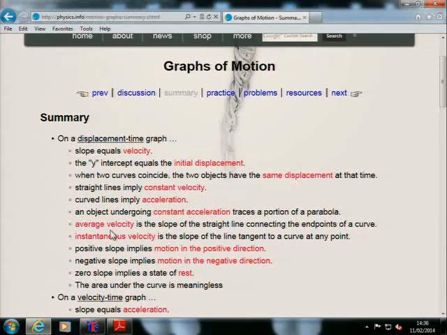Further than that, we can learn the average velocity and the instantaneous velocity. We're not going to worry about that right now. The next thing that's quite important is that a positive slope gives motion in a positive direction, while a negative slope implies that the direction is negative. Slope meaning gradient. Zero slope shows that it is at rest. And then the area under the graph doesn't give us anything.